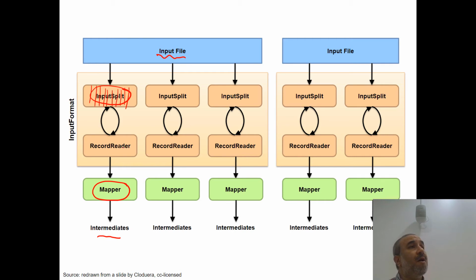What if that mapper fails for any reason? If it failed, then the job tracker will assign the same task to another mapper. It will be the same record reader, same input, but for that second mapper. And that will be done automatically for you. You don't have to worry about that.